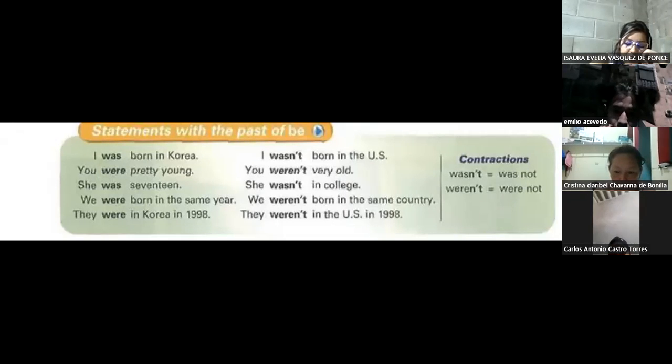Estamos escribiendo solo negativas. Todas estas que están en la primera columna las vamos a hacer negativas. Es she was not. En she, miren la forma que usamos del be, was. Entonces sería, she wasn't. Para he, también es was. Entonces, he was not, he wasn't.